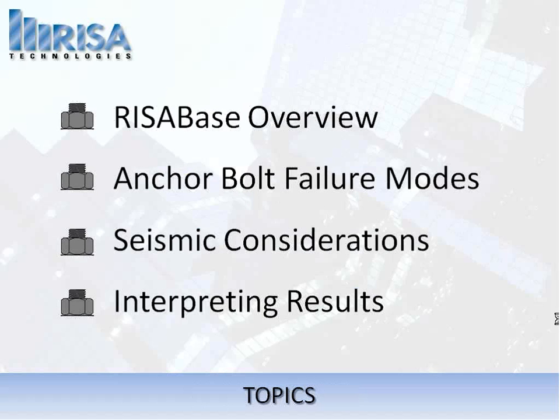So today's presentation, we're going to be talking about four main topics here. First, we're going to give you an overview of RISABase. We're going to talk about the various anchor bolt failure modes that are part of the ACI Appendix D. We're going to be taking a look at seismic considerations, and we're going to be looking at interpreting the results.